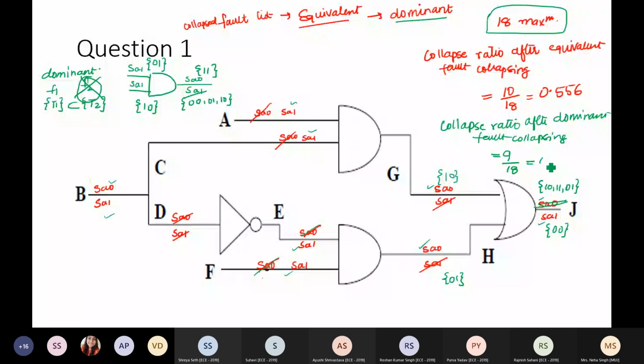Right? The question will appear in the form of identifying the collapsed fault list and may be asked to calculate the collapse ratio. Is that clear now?